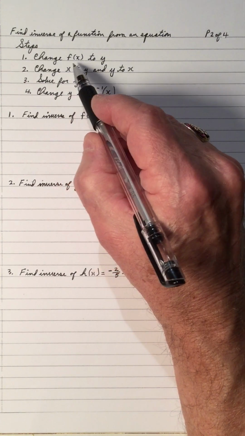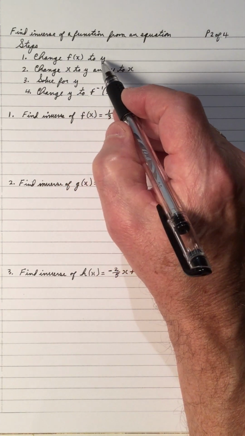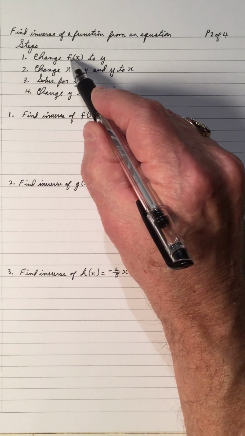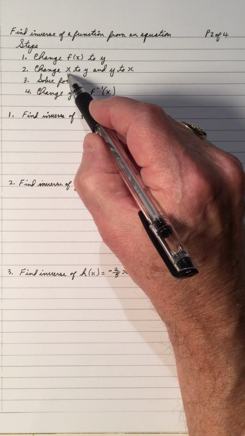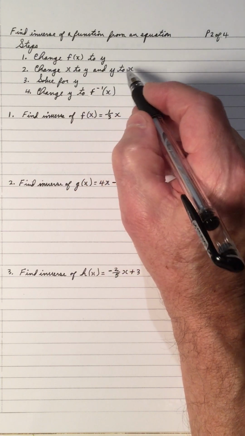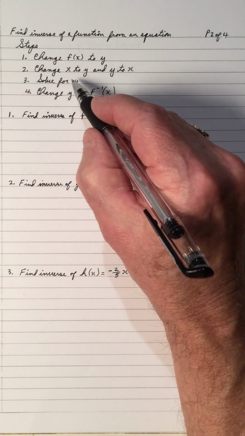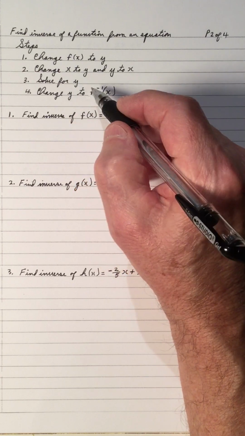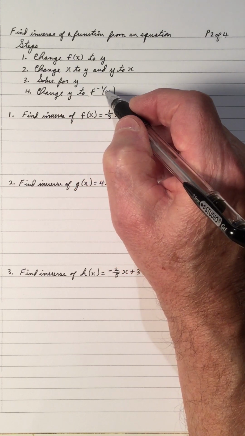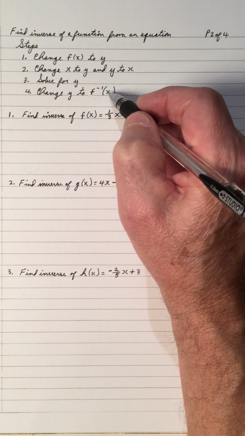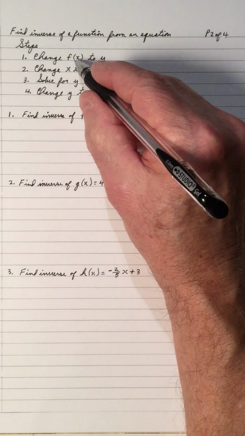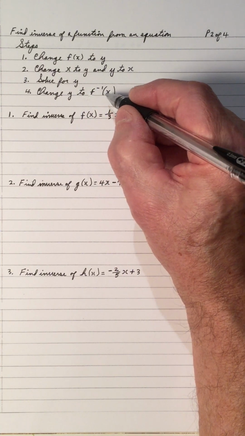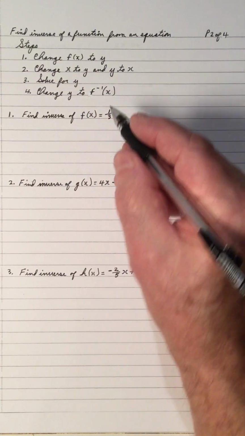Steps: change the f of x to a y, or f of x could be g of x, h of x, any notation. Change x to y and y to x, that's interchange the x and y. Solve for y and change the y to f negative 1 of x, that's the inverse. Remember, the inverse of f of x is denoted by f to the negative 1 of x. Let's do the first one.